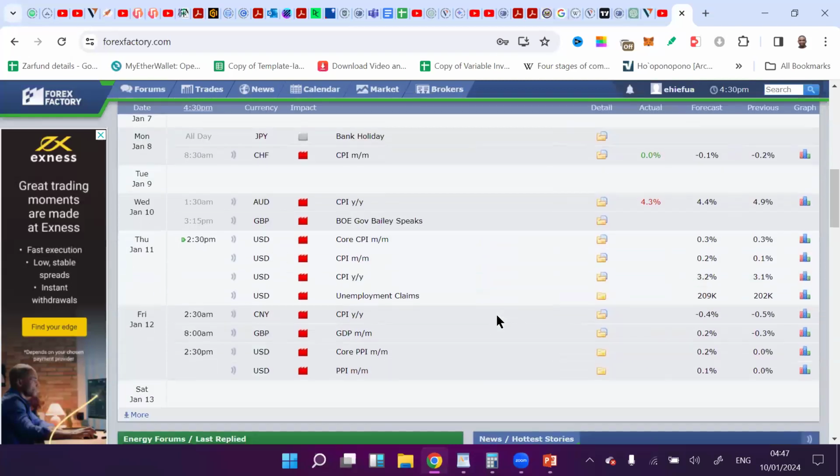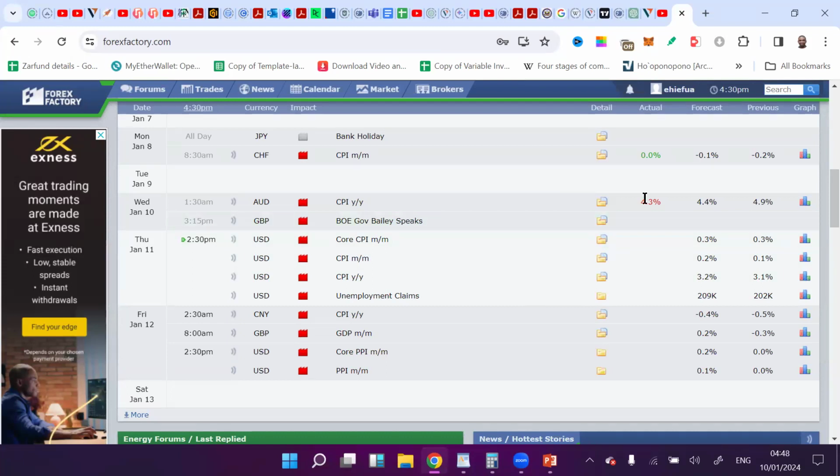So you see now, all the yellow and orange are gone. Now I have only red. Okay, so this is very important. This is something that you can also do, whether you're on your phone or on your laptop. You can always do that, okay?